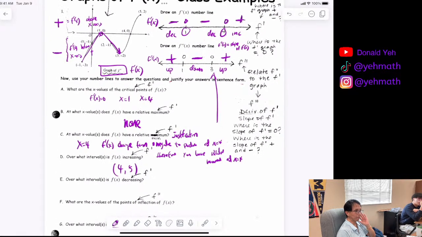When is it decreasing? No, negative 1 to 1. Because at 1 it's not really decreasing, it stopped decreasing. And then 1 to infinity, 1 to 4.